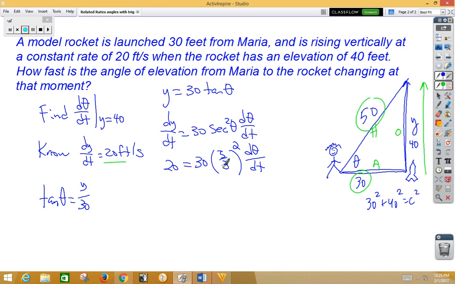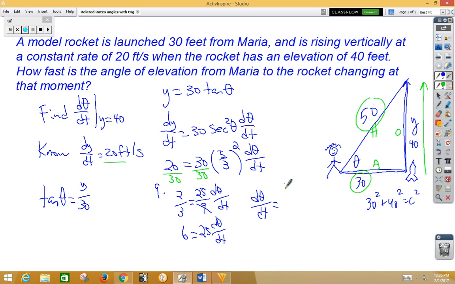Well, so now time to do just a little bit of algebra. I'm going to go ahead and divide the 30 across first. If I divide the 30 across first, I get 2/3 is equal to, square the 5/3, we get 25/9 d theta dt. If I kill the fraction on the right side by multiplying the 9 over, I get 18 over 3, which is 6, is equal to 25 d theta dt. Divide the 25 across, we get d theta dt is 6/25. Again, it's an angle, radians per second.